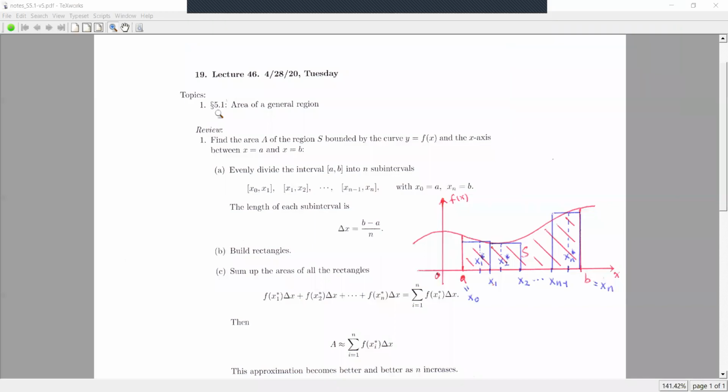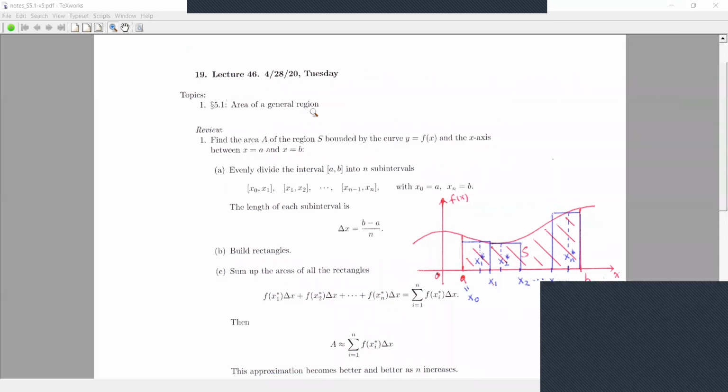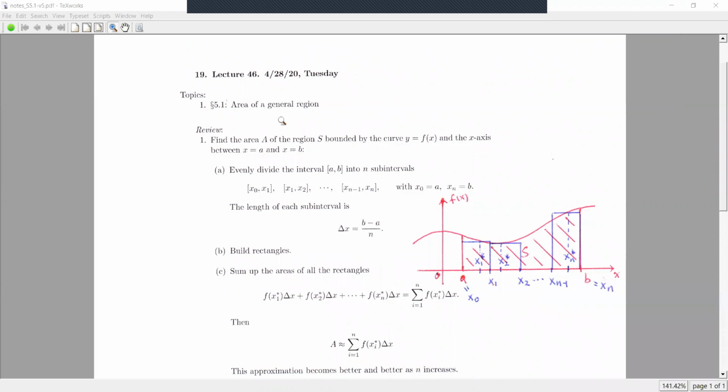Section 5.1, again, area of a general region. Today, I want to show you more examples about this topic. Take a review first. Number 1, find the area of the region bounded by a curve and the x-axis and between A and B. There are 4 steps.